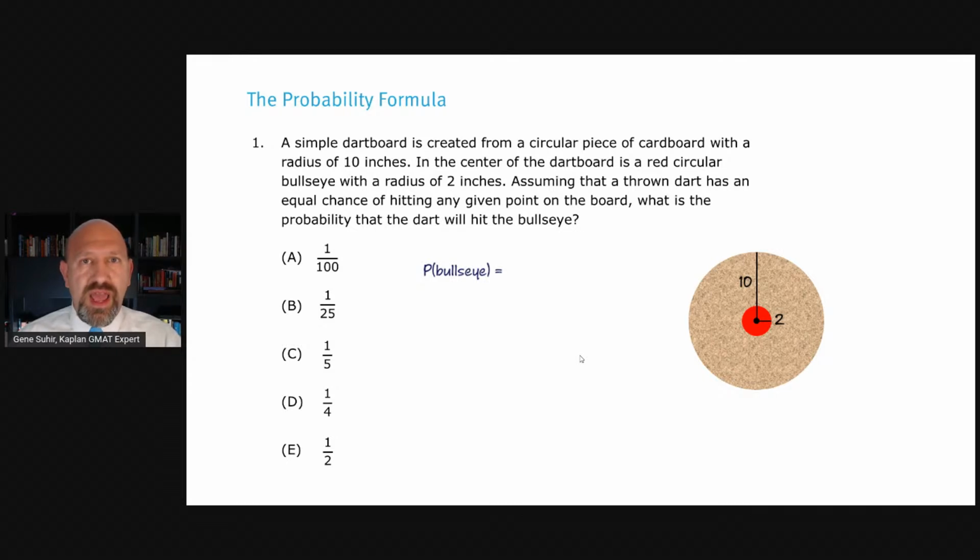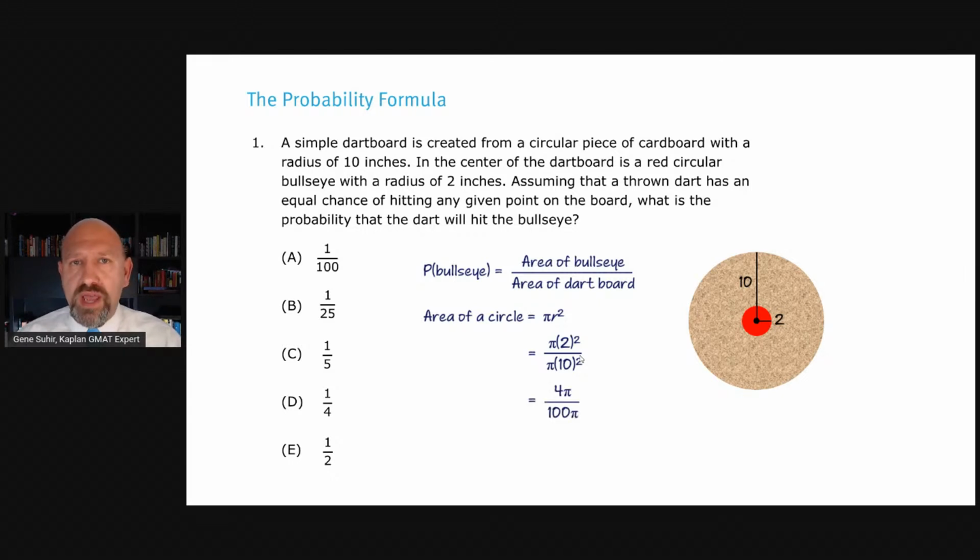Probability is desired out of the total. We desire getting the bullseye, so the area of the bullseye will be our desired. And you're going to hit the dartboard, so the area of the dartboard will be our total outcomes. Area of a circle, you'll recall, is pi times the radius squared. For the bullseye, that would be pi times 2 squared. For the whole dartboard, that would be pi times 10 squared.